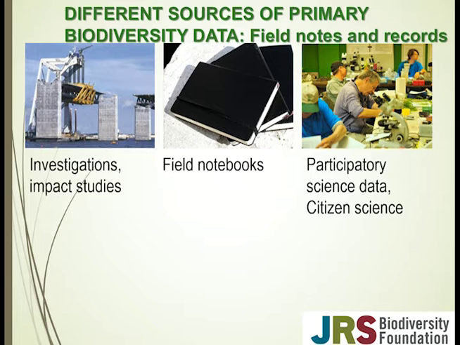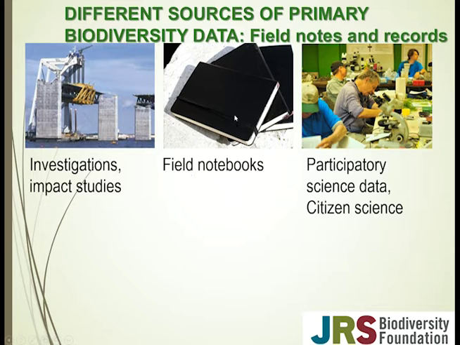Another source of primary biodiversity data is field notes and records. For instance, from investigations or impact studies, at a place where an enterprise or industry has to visit, species can be recorded to find out whether it is more profitable to preserve, to conserve this part of a landscape or to install the industry. So the species records can serve as primary biodiversity data.